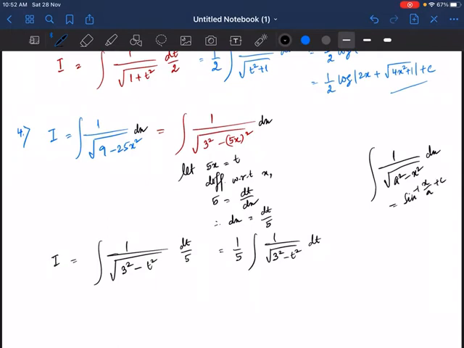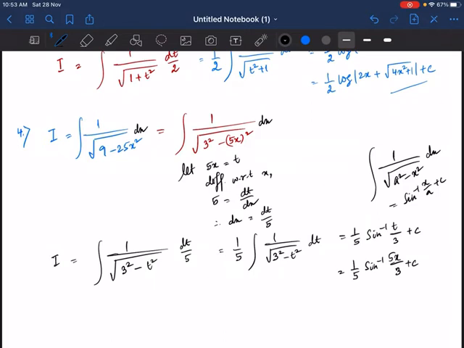But here we have 3 square minus t square. So it will be 1 by 5 sine inverse, in place of x I will write t, and in place of a I will write 3, plus c, which is equal to 1 by 5 sine inverse, in place of t, 5x by 3 plus c. That's what we are going to write. Okay, clear?